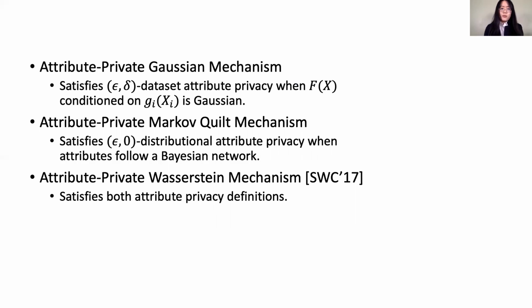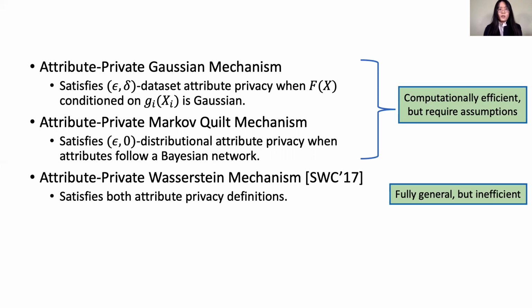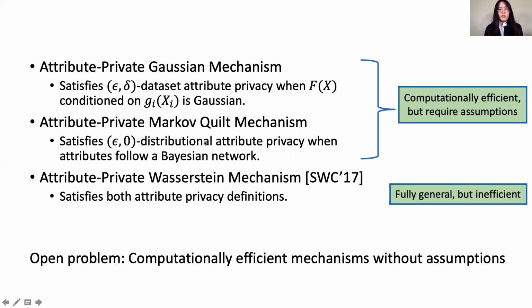We have a fully general mechanism, the attribute private Wasserstein mechanism. Since it was proposed to satisfy the general Pufferfish framework, it automatically satisfies both attribute privacy definitions. But this is computationally inefficient. The above two mechanisms are computationally efficient, but they require some assumptions. The open problem for us is how to design computationally efficient mechanisms without assumptions.